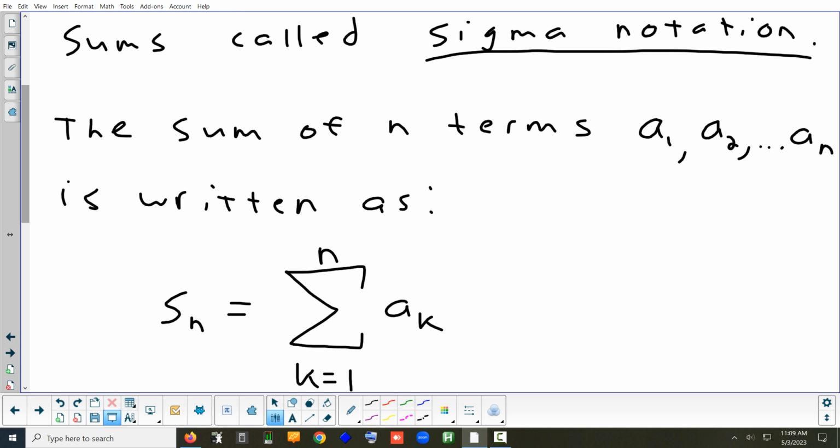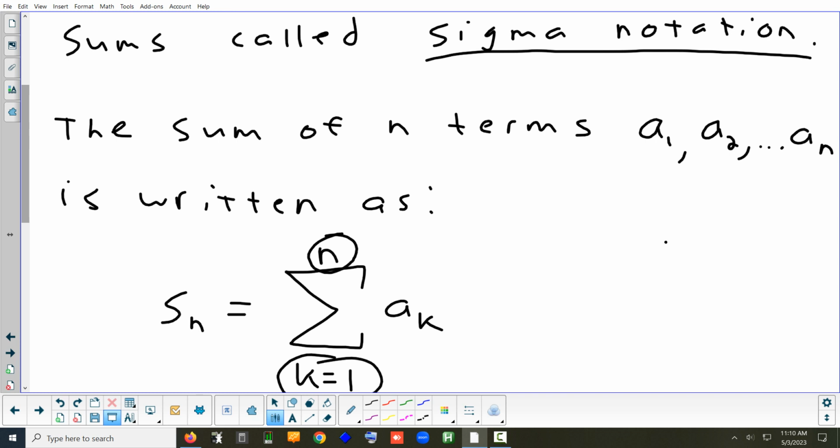So let's say we had a sequence, and these were the terms in it: A1, A2, A3, all the way up to AN. And I don't have a specific formula for the sequence, but there would be a formula there. This is basically telling you the first number that you're going to plug into this formula on the right-hand side. This is telling you the last number you're going to plug into the formula.